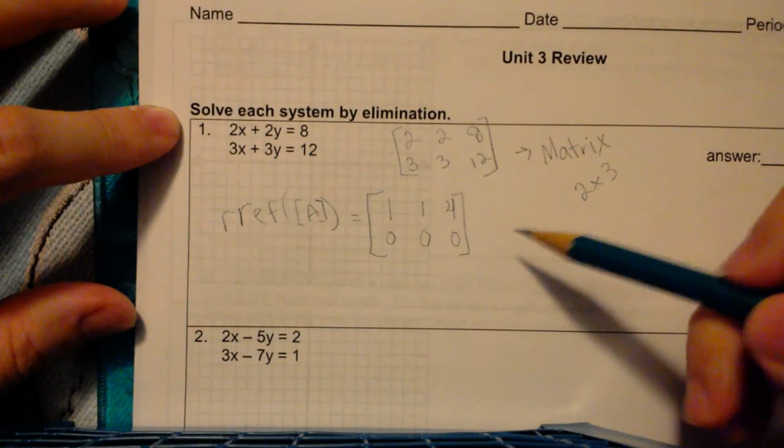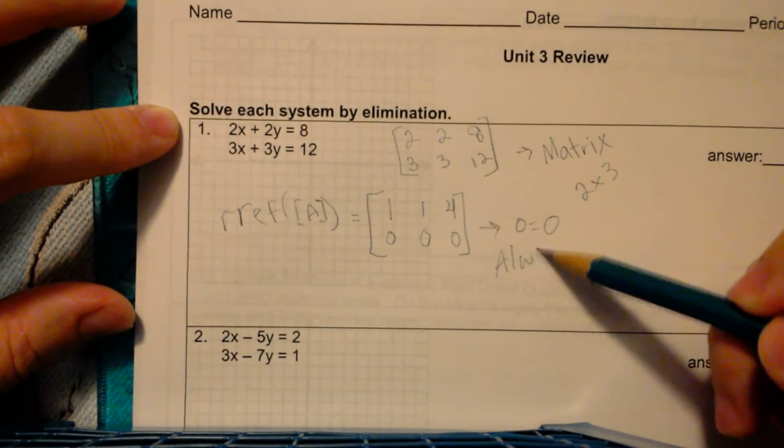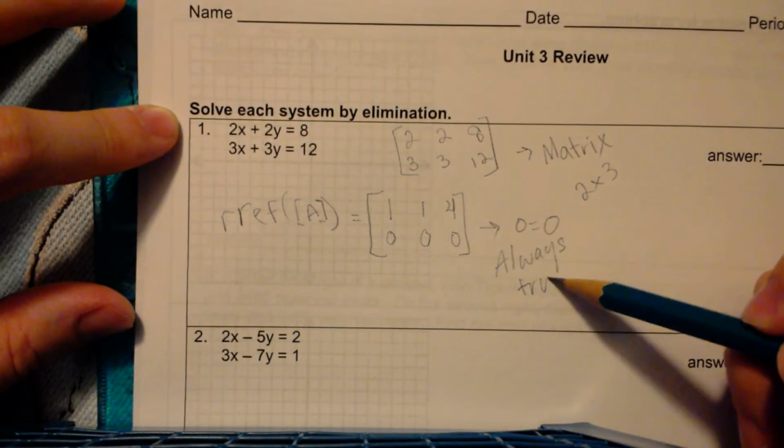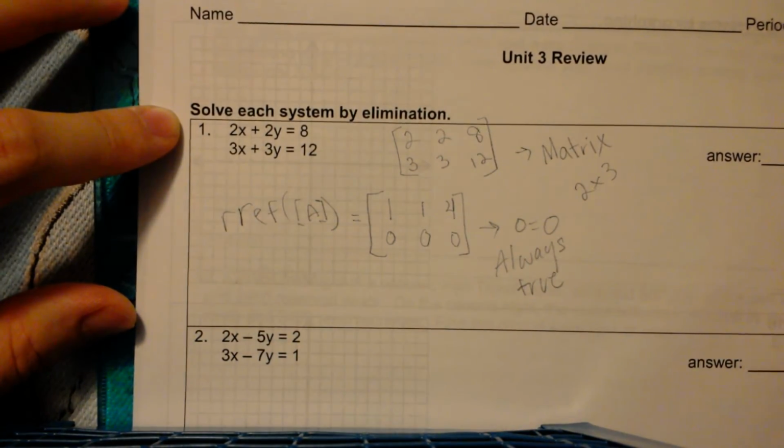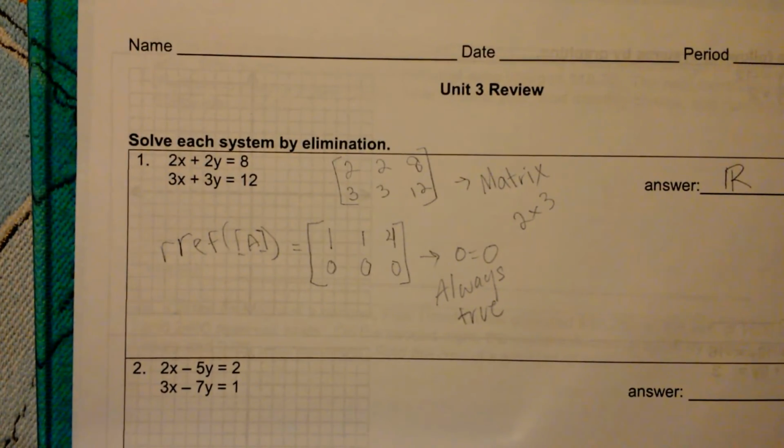So the bottom row tells me 0 equals 0. Always true. So my answer is all real numbers. So if you get all real numbers, that means a line is on top of itself. It's called coincident.